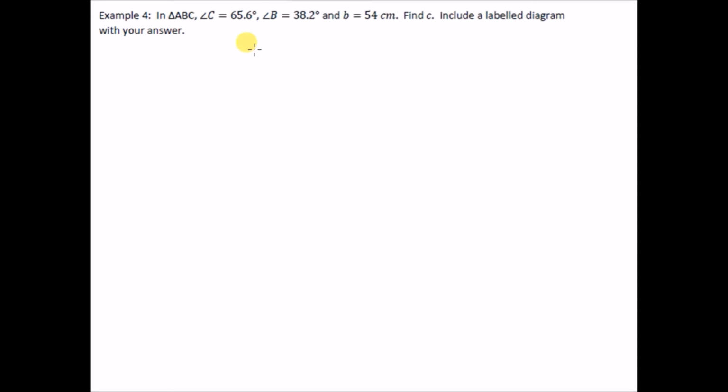All right, example 4. In triangle ABC, this one doesn't actually have a diagram, so let's go ahead and draw it. And I draw pretty much all of my triangles the same. Mine sometimes always look like equilateral triangles. So we're going to have the triangle ABC. And we have angle C as 65.6. So let's write that right in there. 65.6.